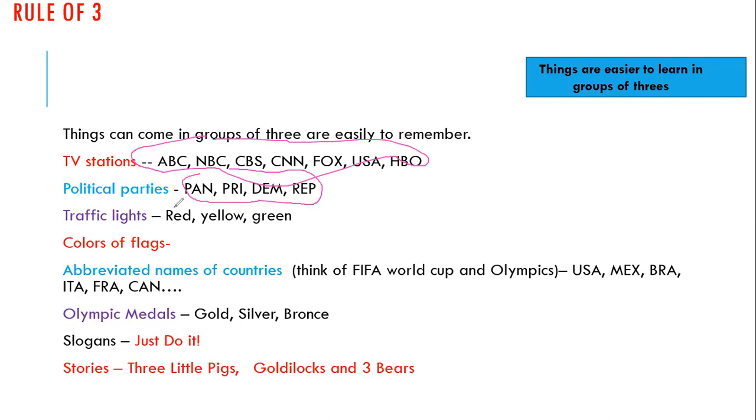Also, rule of 3, there are 3 colors of traffic lights: red, yellow, green. Another example of rule of 3 are colors of flags. The Mexican flag is red, white, and green. The USA flag is red, white, and blue. France and England's flags are also red, white, and blue. Italy is red, white, and green. Many of the flags have 3 primary colors.